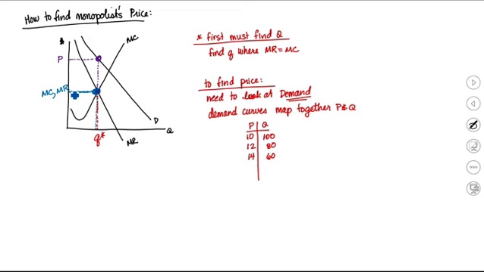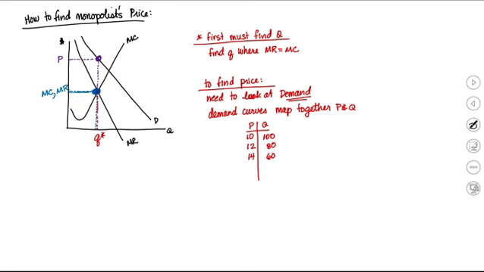And if I wanted to find marginal cost, can I do that? Can we find marginal cost? Yeah. Q star up to the marginal cost curve and over. Can we find marginal revenue? Yeah. Up to the marginal revenue curve and over. See how easy it is?